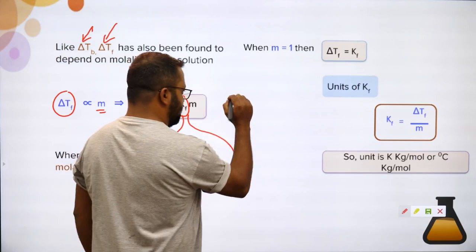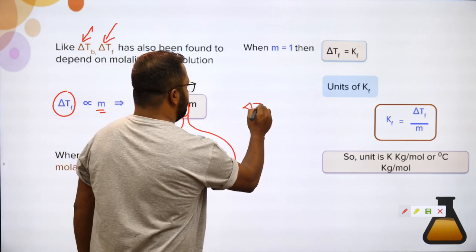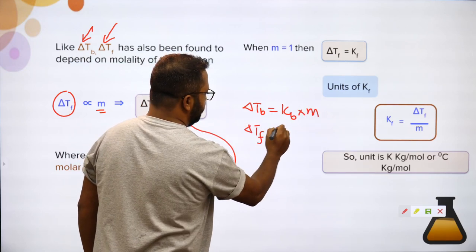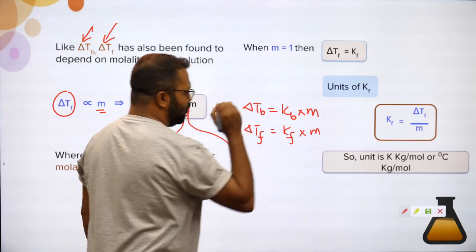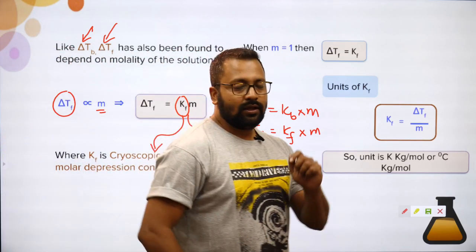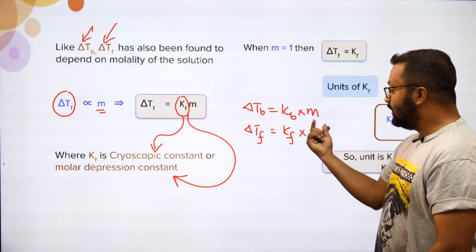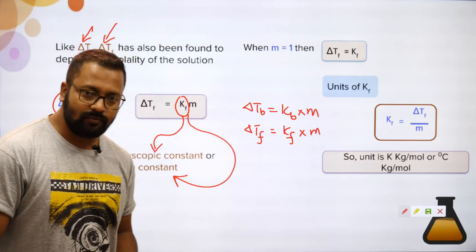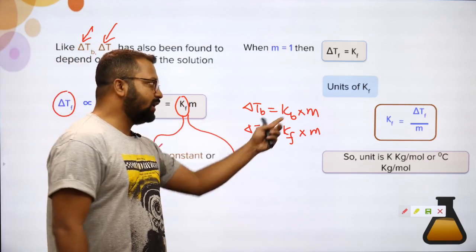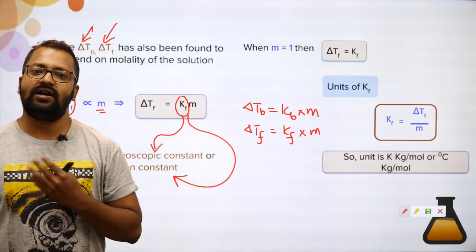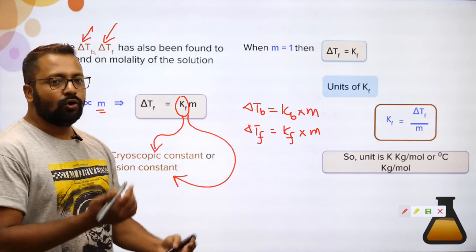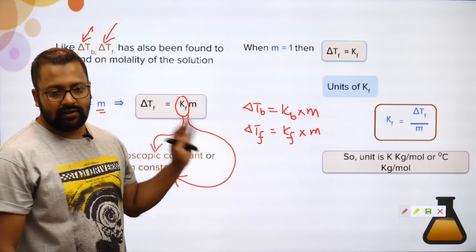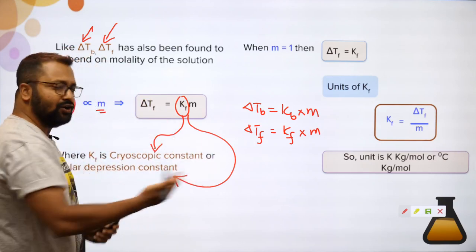So aapke paas jo equations aa jayenge, if you take delta TB, it will be KB times molality. Delta TF will be KF times molality. So you could be given a question like this as well, ki aapke paas boiling point of a solution is given. What is the freezing point? And you are given the values of KB and KF, or latent heat of vaporization or latent heat of fusion. So don't worry about it. Exactly same formula mein aapko isko put kar dena hai, and you can get the right answer. Theek hai?